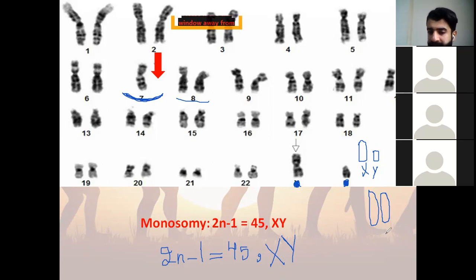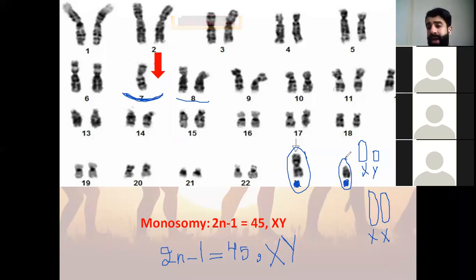So both of them are X's, so it's XX and becomes a female. You have to pay attention because mostly I'm not going to give you the X and Y under them. Whenever we have different shapes, one small and one large, this will be for X and Y. Two large, both the same, so it's going to be XX.